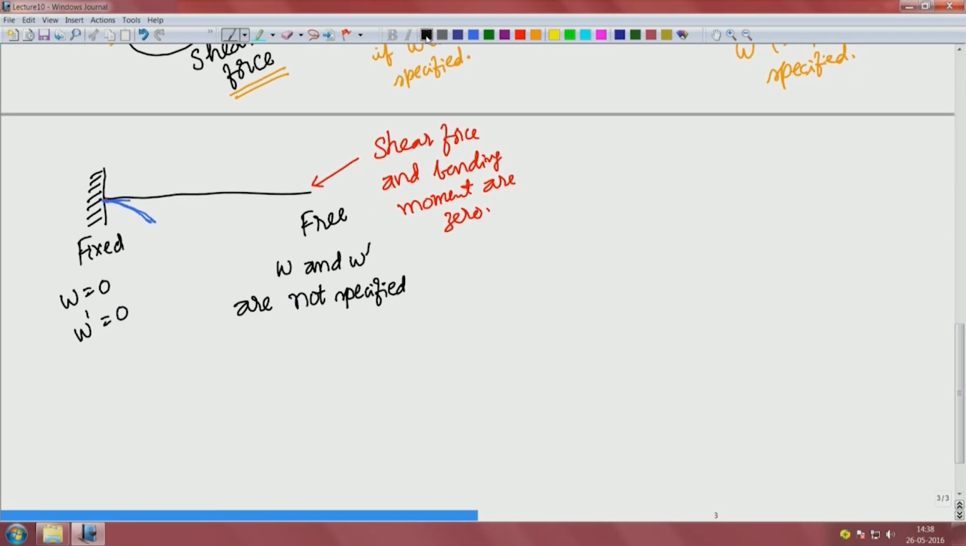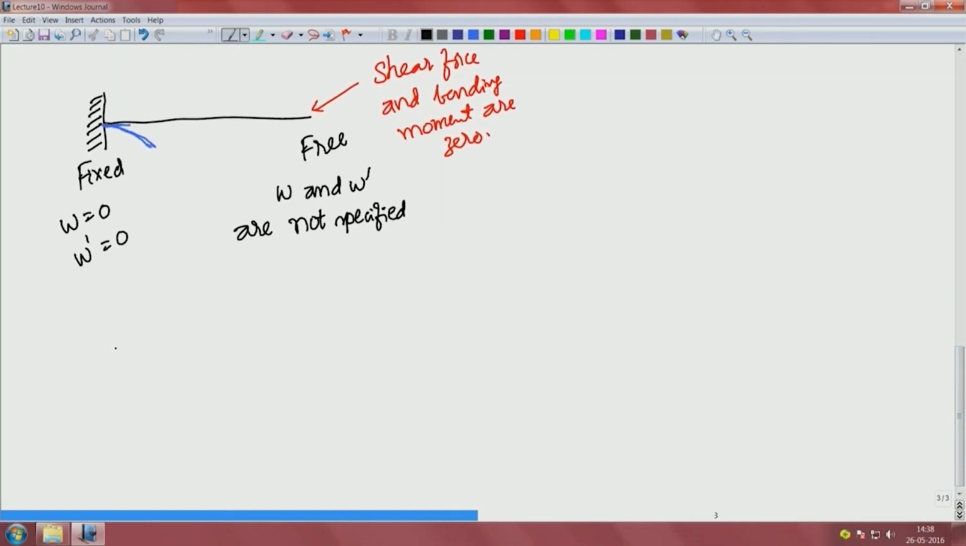We can take any other boundary condition. So, we can take, let us say, the simply supported beam. So, we have a pin joint here and we have a pin joint with a roller support over here. This is what we call simply supported beam. Here W is specified, whereas W prime is not. Here also W is specified, W prime is not.